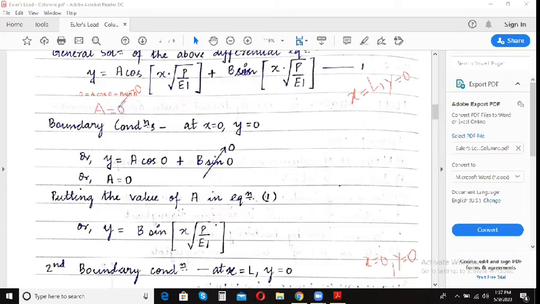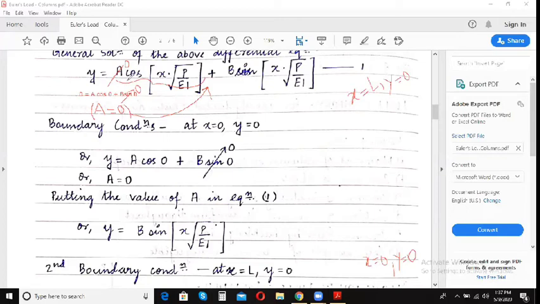Very simple. Now that we have the value of a = 0, we are going to substitute this value of a again in this bigger solution. If the value of a becomes 0, then this entire term will become 0. This entire term is going to be eliminated. So what do we have? We are going to have y = b sin(x√(P/EI)), right?